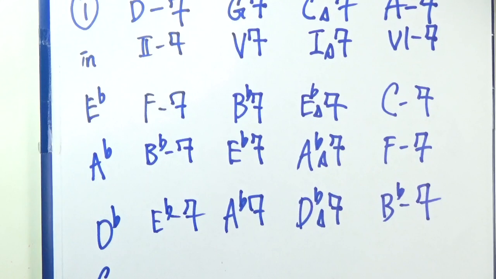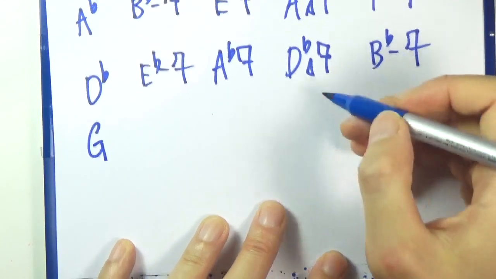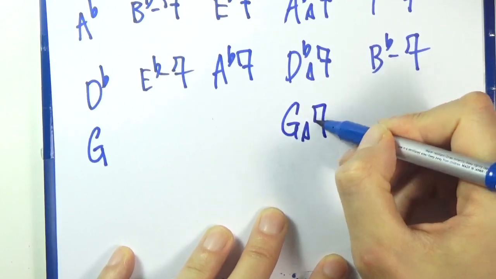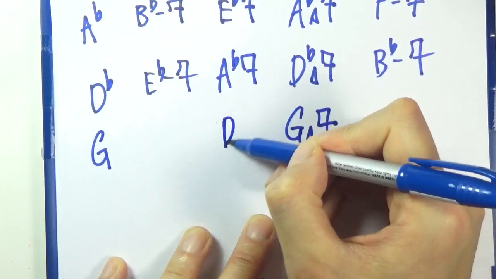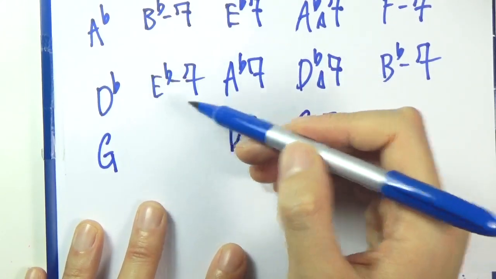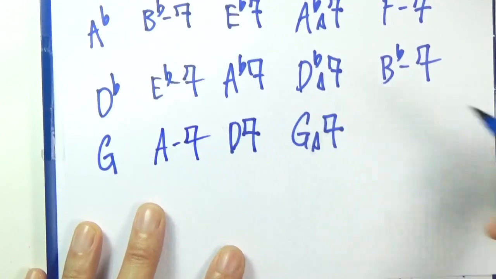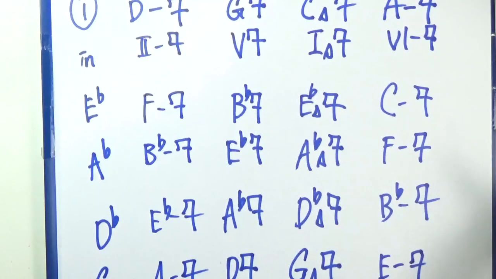Lastly, you have G major. That should be an easy one. G major 7, and then your 5 chord should be a D dominant 7th. Your 2 chord should be an A minor 7th. And your 6 chord should be an E minor 7. All right, that's it.